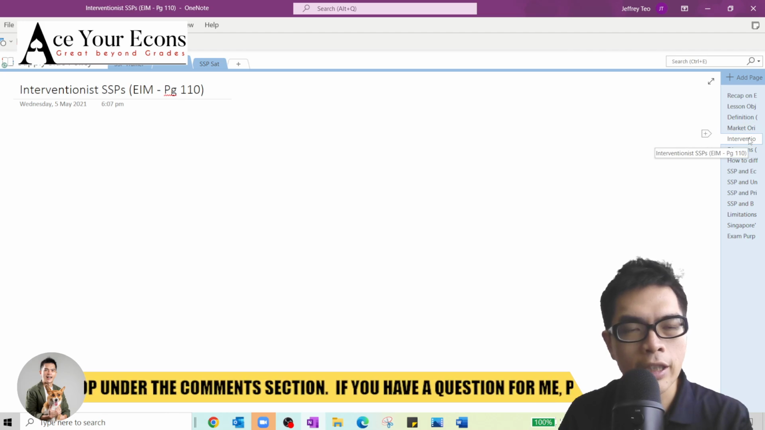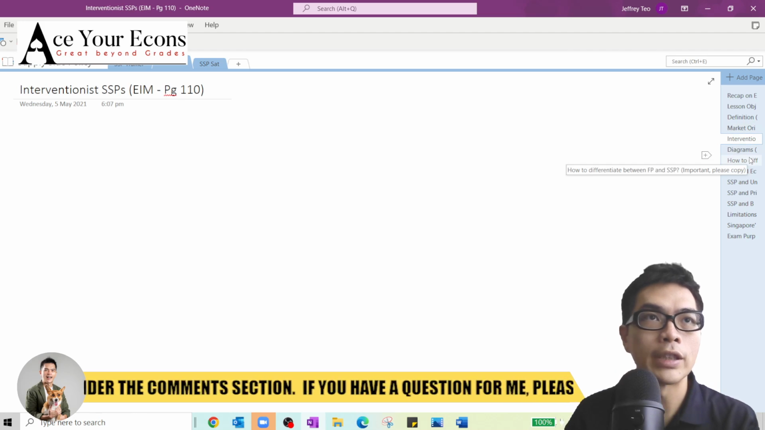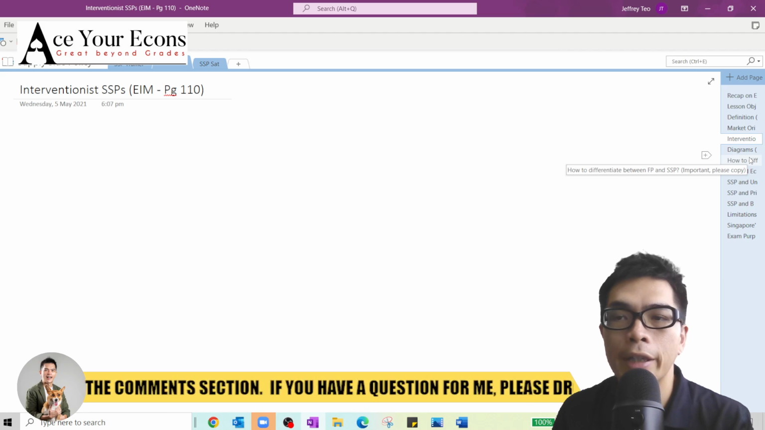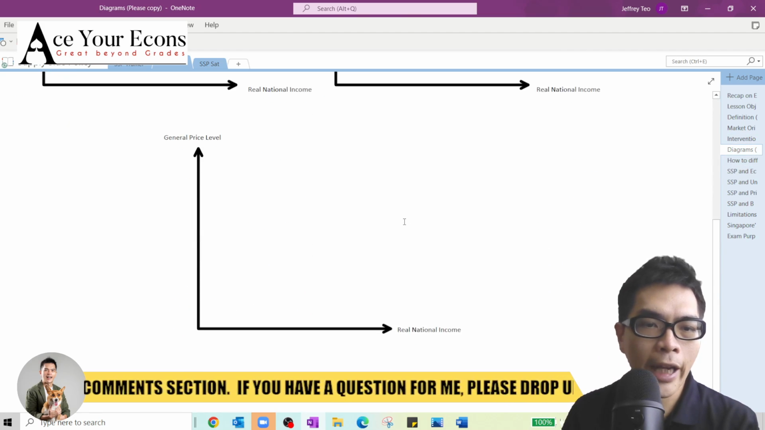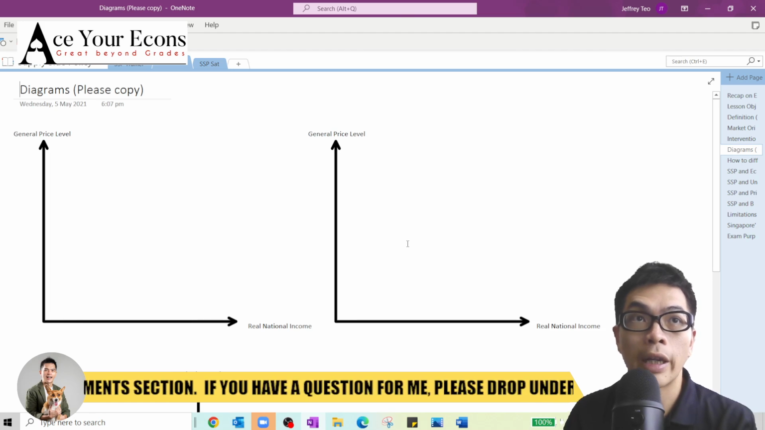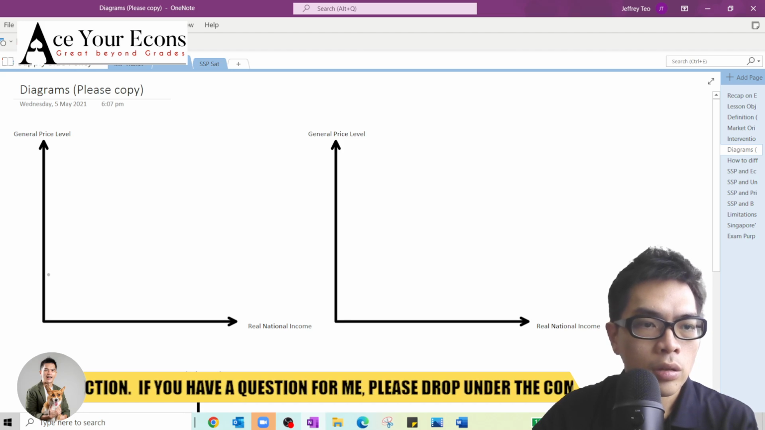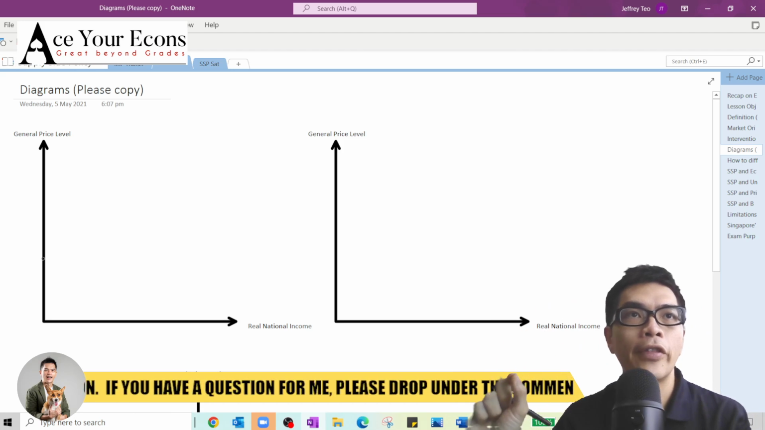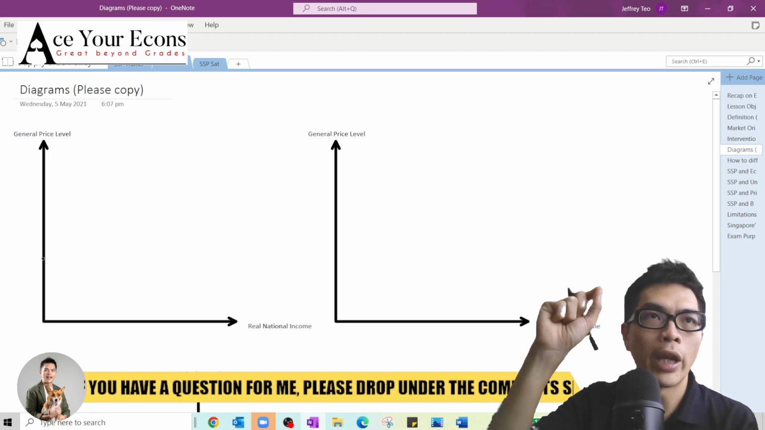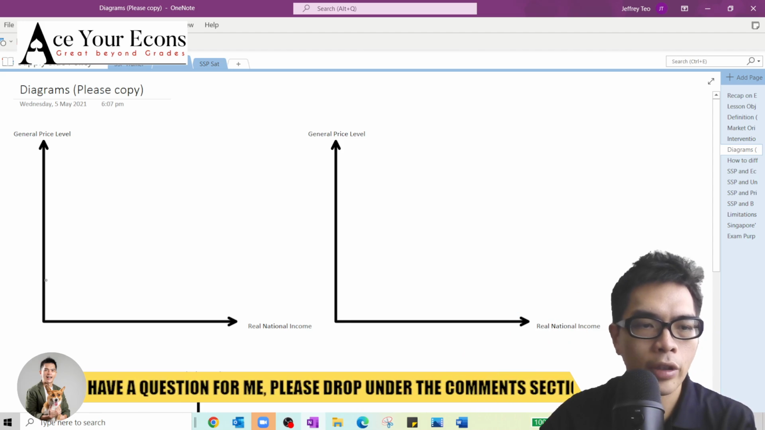Interventionist, I mentioned this earlier on. The emphasis on interventionist is way higher. So from the diagram perspective, this is how it is going to look. There are 3 diagram perspectives that I'd like you to copy, and they will have similar effects. It is just that the way you draw them is going to be slightly different.